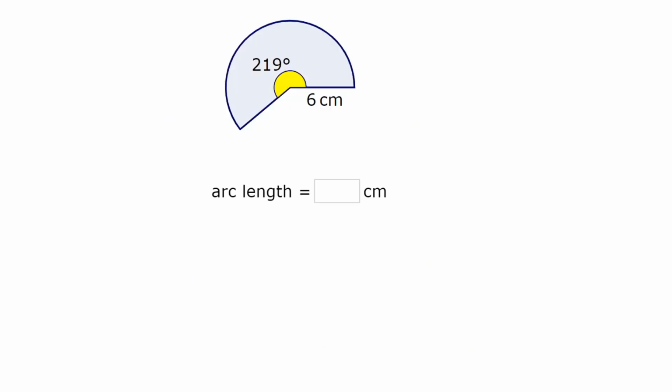What about for this example? Well, it's the same thing. We have a radius of 6, and we have theta of 219. So C is just going to equal 219 over 360 times 2 pi times 6. Plug that into our calculators, and we should get an answer of 22.9 centimeters.